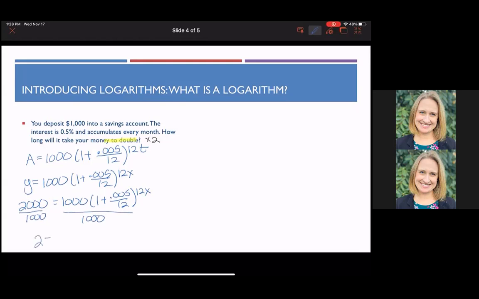And we get 2 equals (1 plus 5 thousandths divided by 12), all to the 12x. And so this, just as before, it's not pretty. So I'm going to find that decimal approximation. This is our base, the base of the exponent, because this 12x is our exponent.